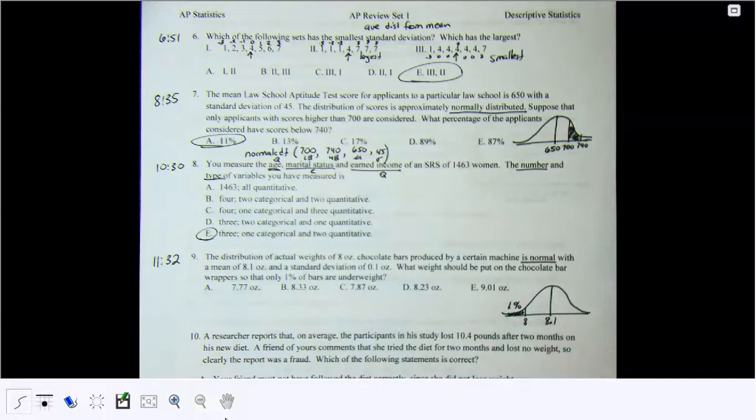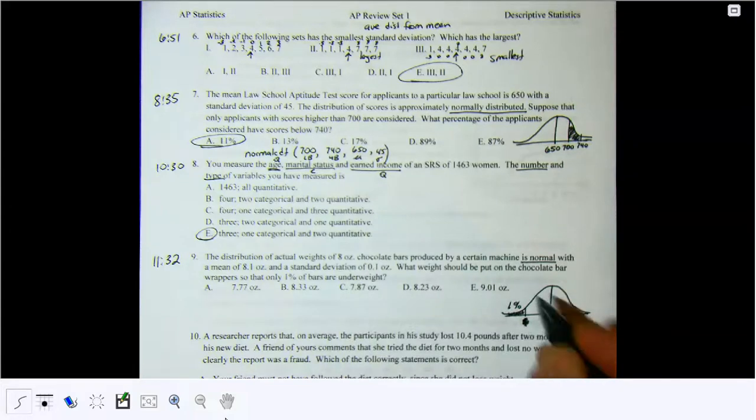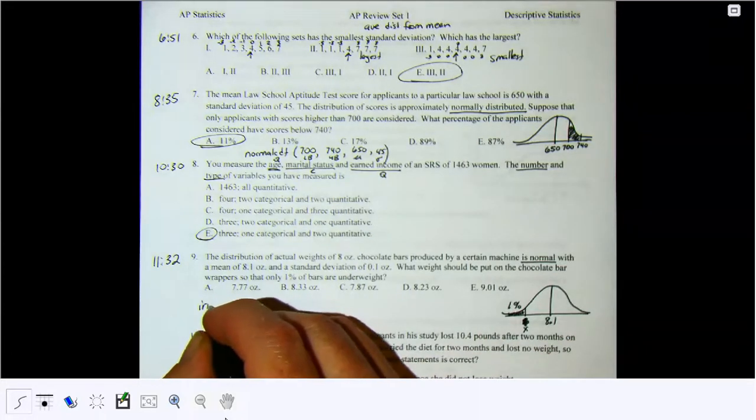Right, and actually I should scribble this out. We don't know what's 8. We just know that they're supposed to be 8-ounce bars, but we're going to put a specific value on the chocolate bar. So we don't know what this is. We're trying to find that value. So this is an inverse norm problem.